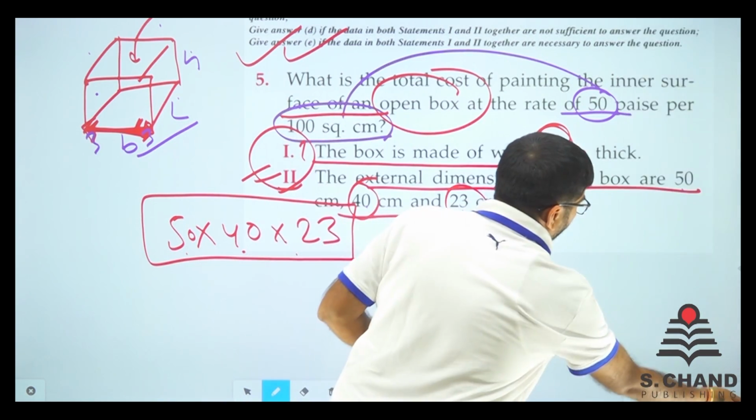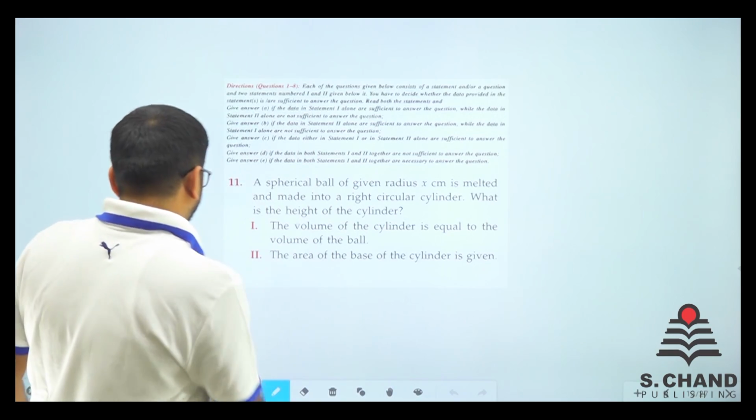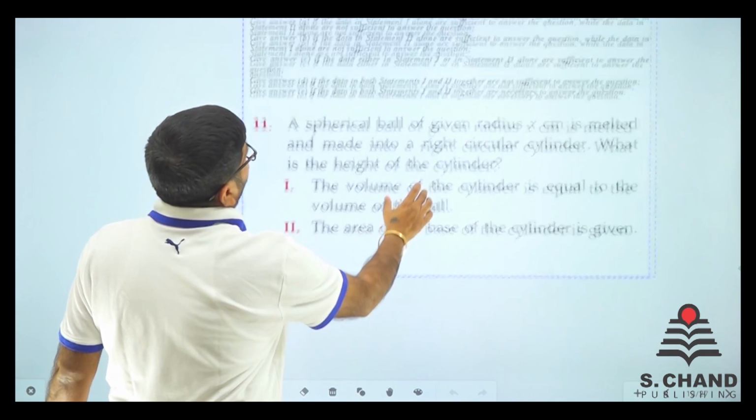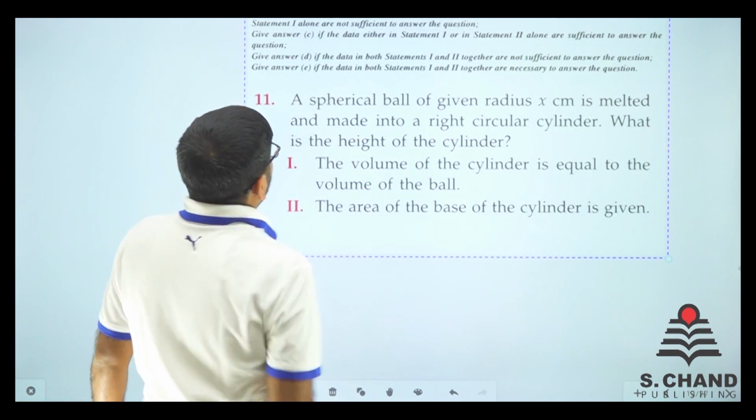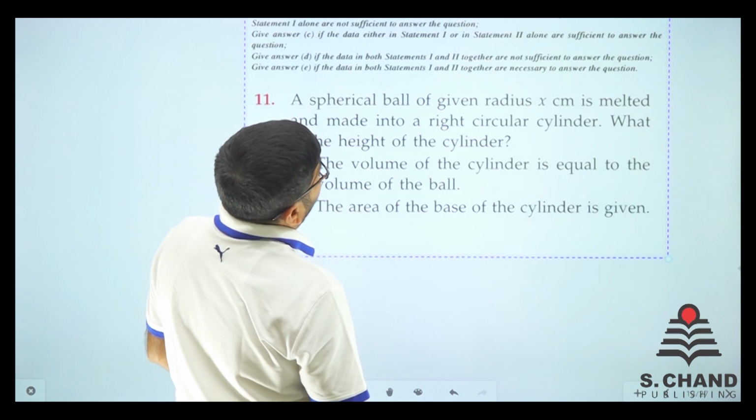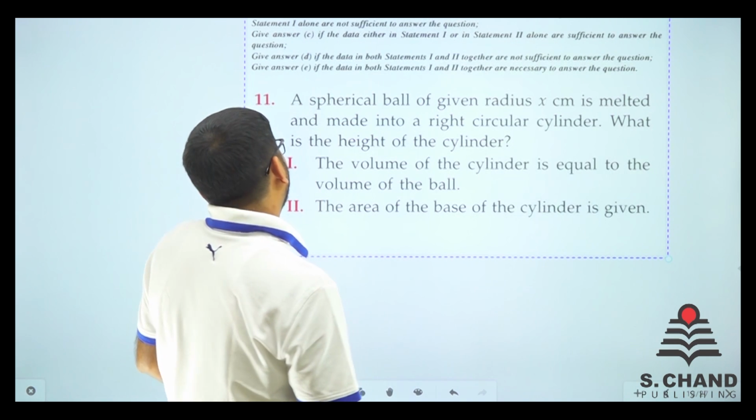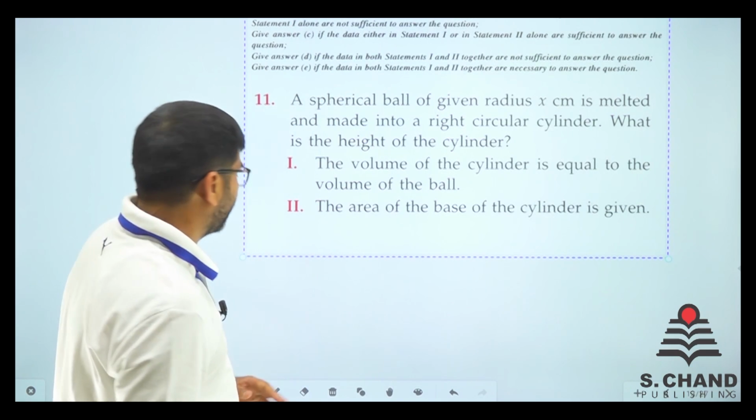Here we go. Question number 11 of the same exercise we have here, right? A spherical ball of given radius x centimeter is melted and made into a right circular cylinder, right?